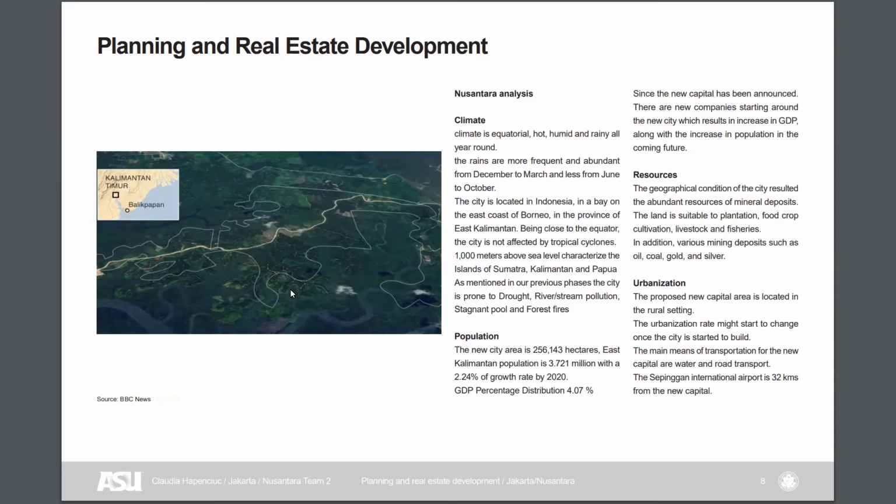With the announcement of the new capital, pollution and GDP are estimated to increase to a high level. Coming to resources, the geographical condition of the city results in abundant mineral deposits, and the land is suitable for plantation, livestock, and fisheries. The land also has mining deposits such as oil, coal, gold, and silver. Coming to urbanization, the city is in a rural setting where urbanization might increase with the capital announcement. Here, the main transportations are water and road, with Sepinggan International Airport only 32 kilometers away and a major port located nearby.